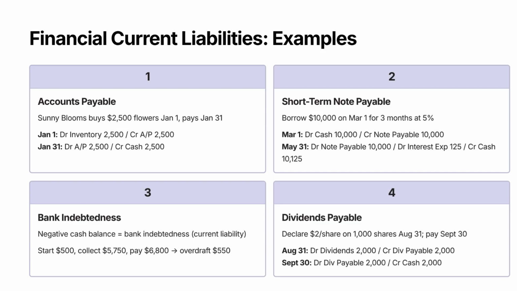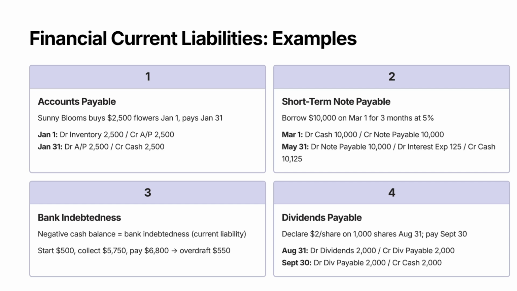Example number 2, short-term note payable. Borrow $10,000 on March 1st for 3 months at 5%. Entries: March 1st, debit cash $10,000, credit note payable $10,000. May 31st, debit note payable $10,000, debit interest expense $125, credit cash $10,125. Interest equals 10,000 times 5% times 3 divided by 12 equals 125.